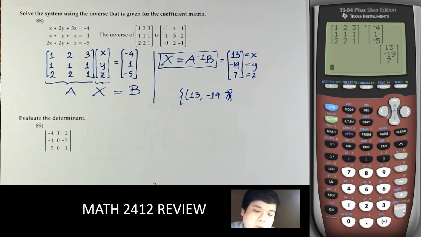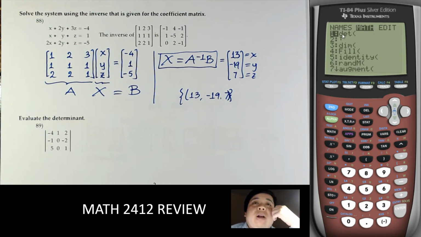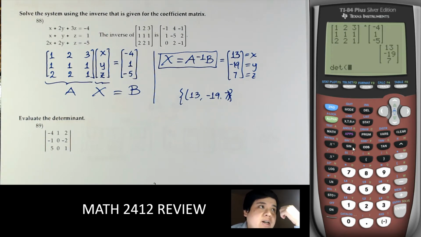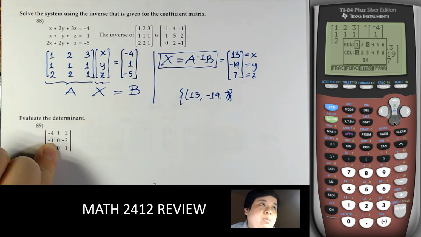Determinant 3 by 3. There's a lot of different ways to do this. Since we have a calculator there, I'm just going to use it. So second matrix. Perhaps we'll have the matrix there. Go to math. The first one is DET, which is determinant. And then a 3 by 3, so just alpha zoom. And then we just enter the matrix.